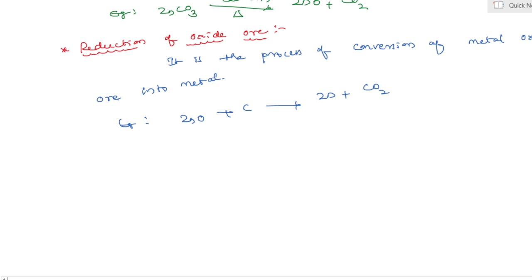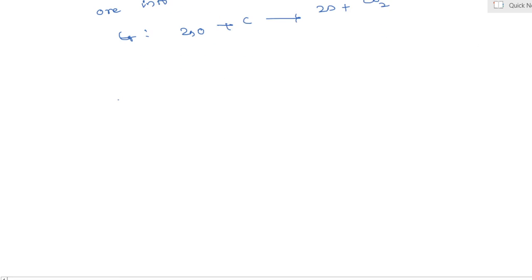The amount of heat produced is so high that the metals are produced in the molten state. The reaction of iron oxide with aluminum to produce iron is used to join railway tracks as well as cracked machine parts. This process is called thermite welding. Yes, my dear students, what is meant by thermite welding?